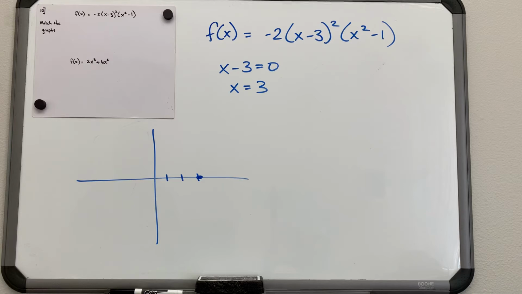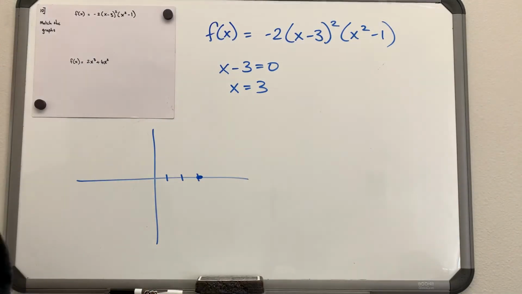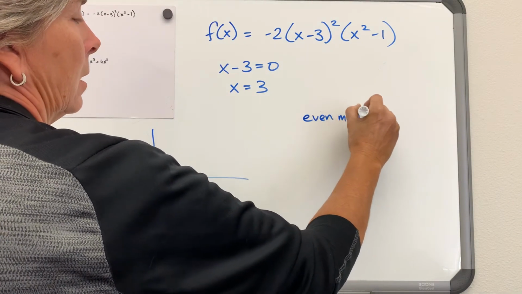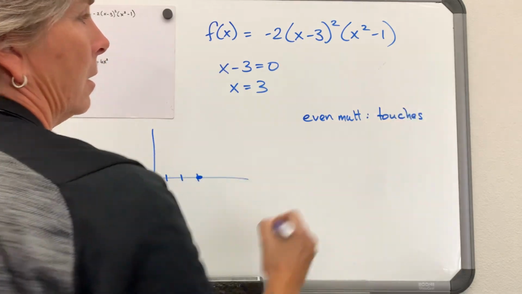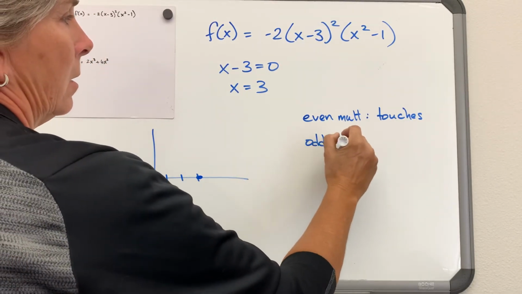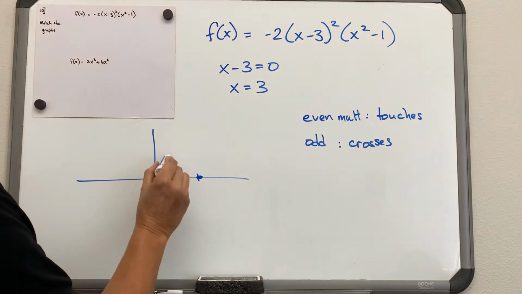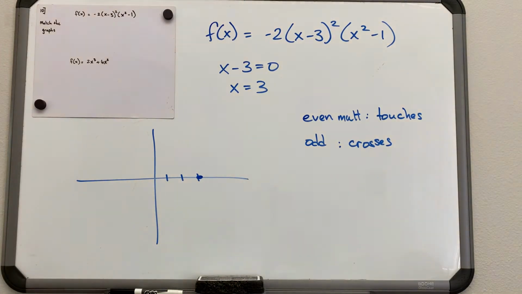And something to be aware of is, notice that this multiplicity is multiplicity 2. So if we have an even multiplicity, then it just touches, like it just bounces off the graph. Whereas if it's an odd, then it crosses. So in this case, it's just going to either come down and bounce up that way or come from the bottom and bounce down that way. It's not going to actually cross through the graph.